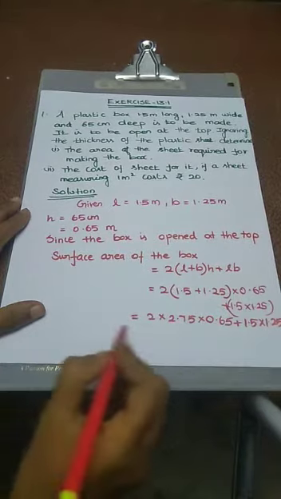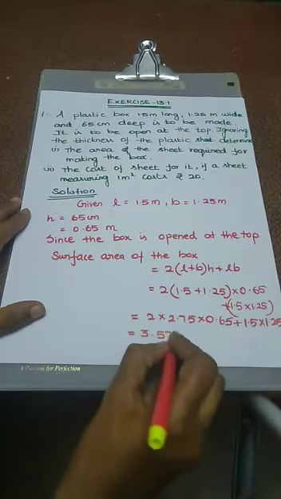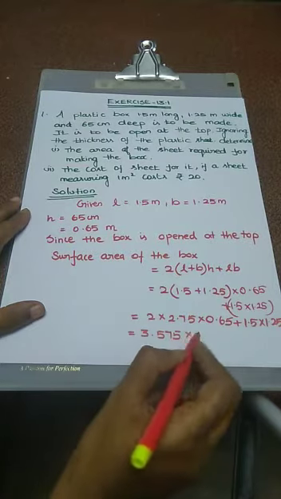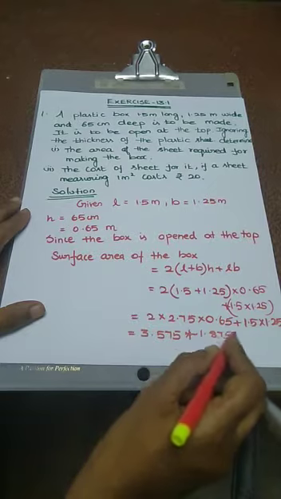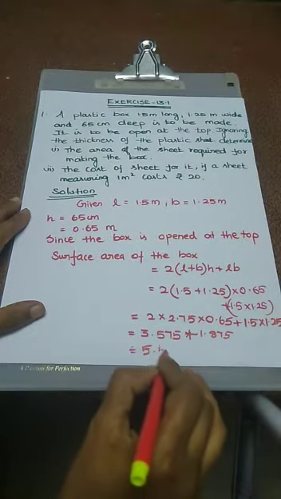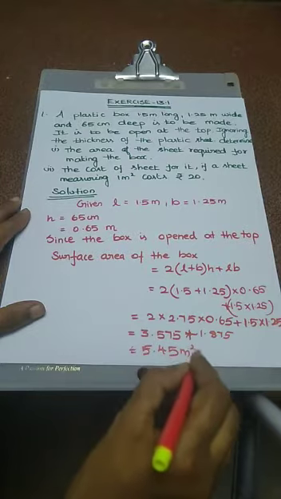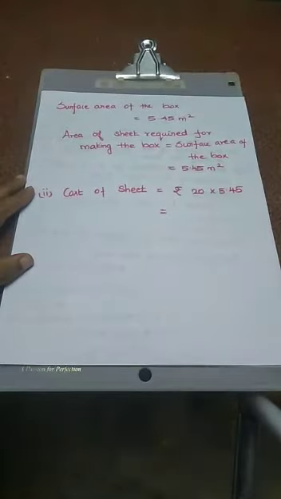Multiply the values. So what is the value? First value 3.575, plus 1.875. Add the values. The answer is 5.45 meter square. This is the surface area of the box. The surface area of the box is actually 5.45 meter square.